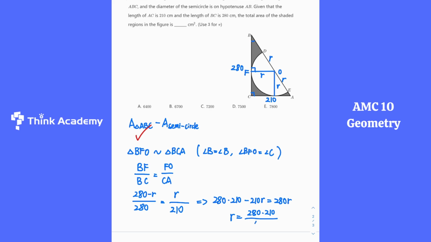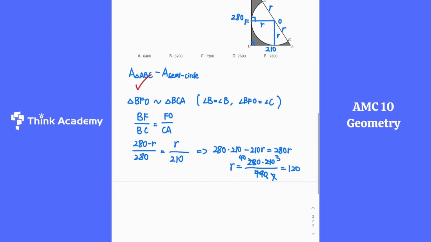So we have R equals 280 multiplied by 210 divided by 280 plus 210. So it would be 490. Okay. So first thing you might notice, if you want to simplify this calculation, you can just get rid of the 70 from the top and the bottom here. So you can get a 3 and you can get a 7, and you can also simplify this into a 40. So you can get the radius to be 120.